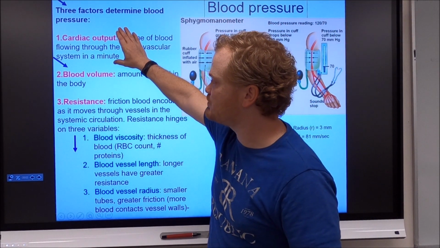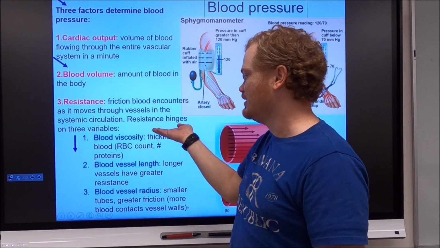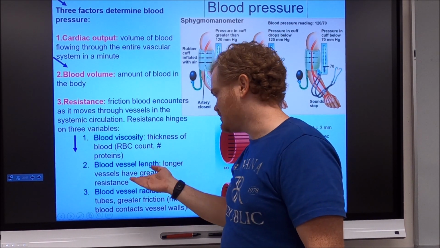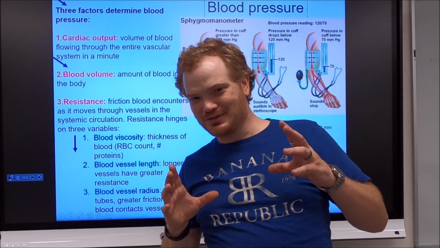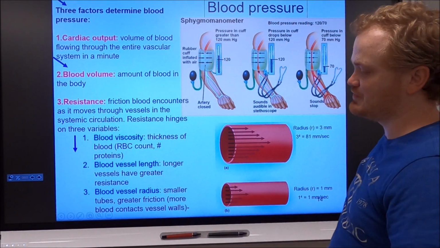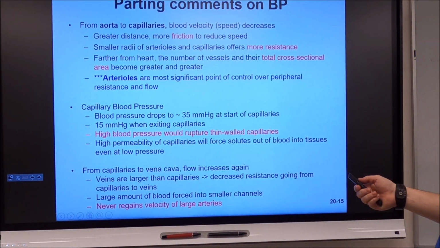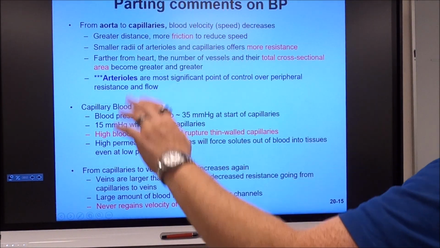Okay, how much blood the heart's pumping, the amount of blood in the system, and how much resistance there is dependent upon viscosity, the length of the vessels, and the diameter therein. Okay, so all of this determines the pressure of blood as it flows through the system. Did I skip something? Yeah, parting comments on blood pressure.